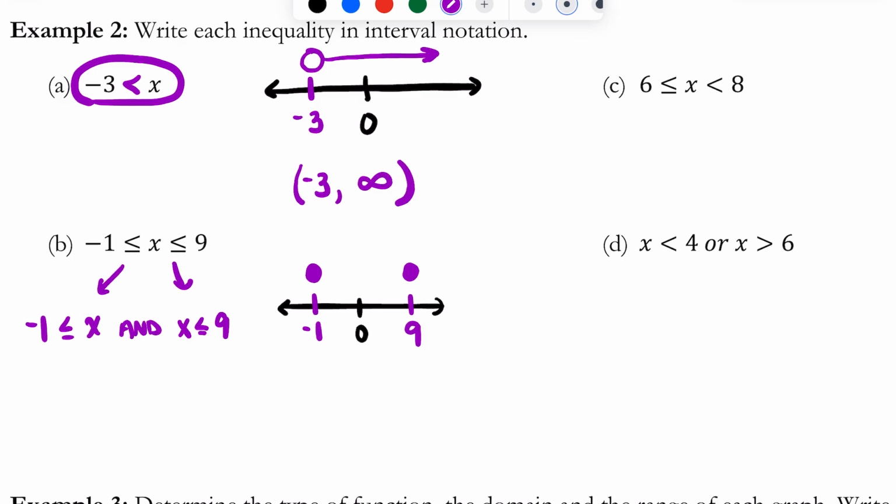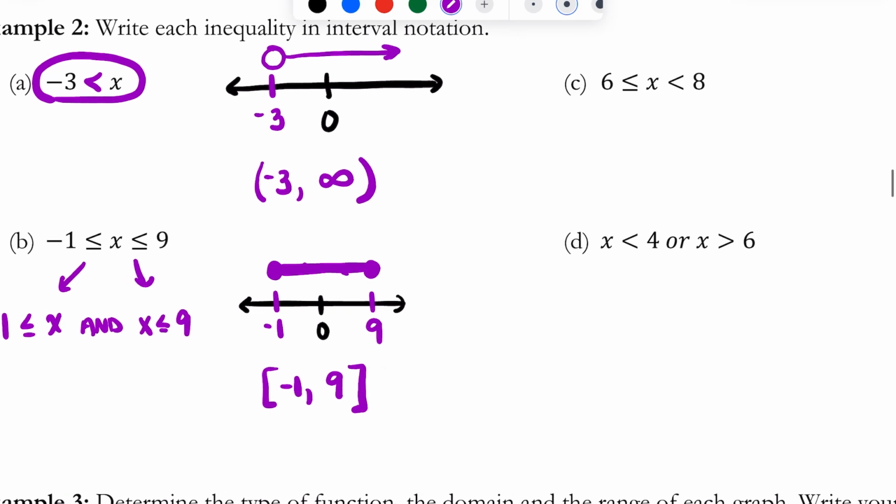And since it is x is greater than -1, that means I need to get more positive or go to the right. But then it's x is less than or equal to 9, so that means I'm going to get more negative or to the left. Or really, this means that I'm just going to be shading in between those two circles. So if I were to write this in interval notation, since I have a closed circle, that's a bracket, -1, comma, to the furthest right, bracket 9.